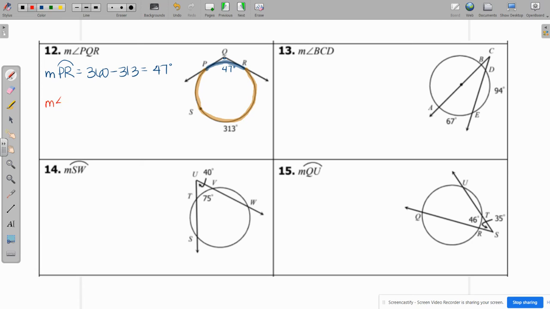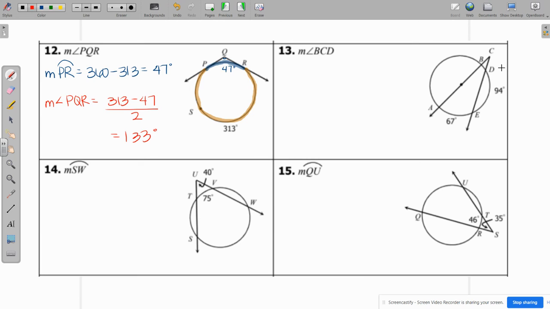Therefore, if we want to find the measure of angle PQR, we can take the larger arc, which is 313 degrees, minus the 47-degree arc, and divide that by 2. And when we do that, we get 133 degrees. So that would be the angle.